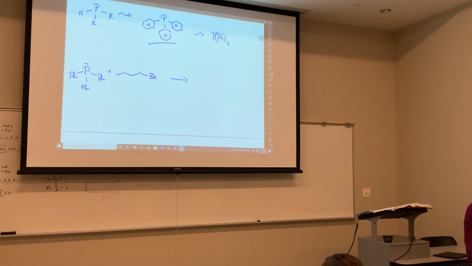SN2. So, if you have a really good nucleophile, you have a tendency towards certain mechanisms. For instance, SN2. But to do a good SN2, what do you need? We need a leaving group, right? A strong leaving group.